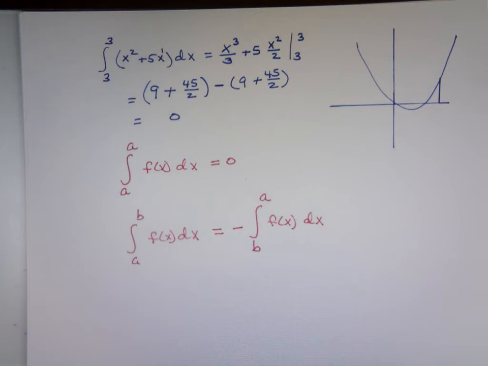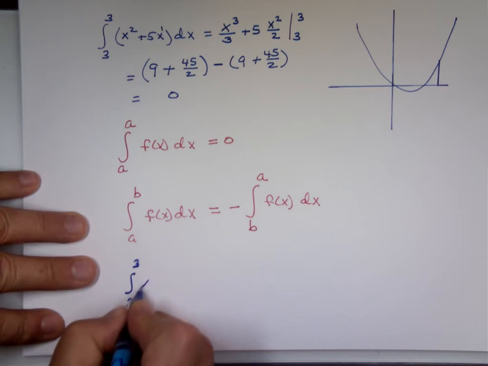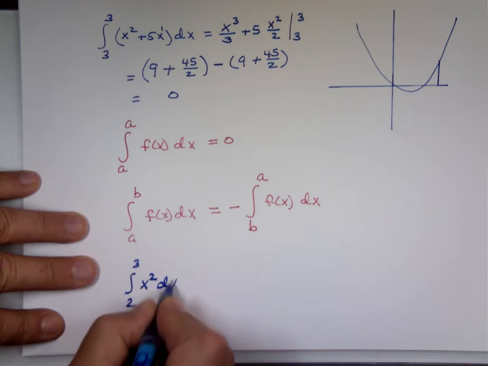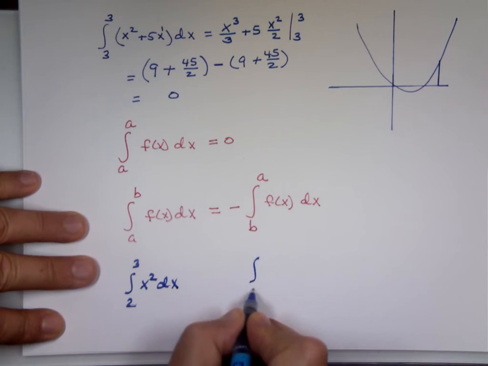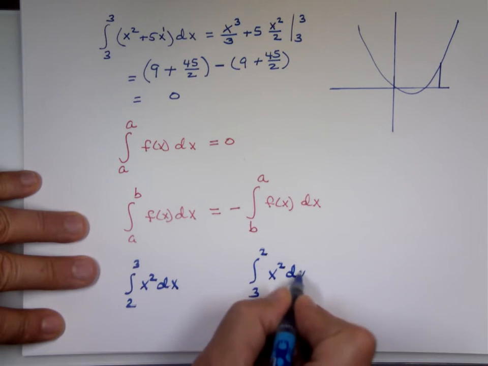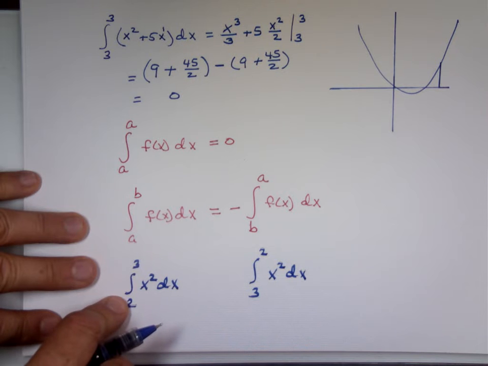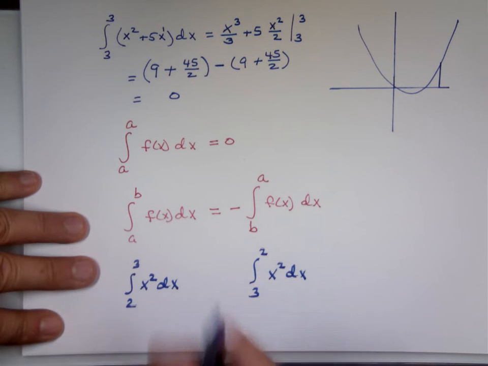I can just take a simple problem, nothing fancy, like this. From 2 to 3 of x squared dx. Integrate that, and integrate from 3 to 2 of x squared dx. And see if the answer from this is opposite to the answer from this. Because I switch the limits. According to this rule, my answer should be backward to that.